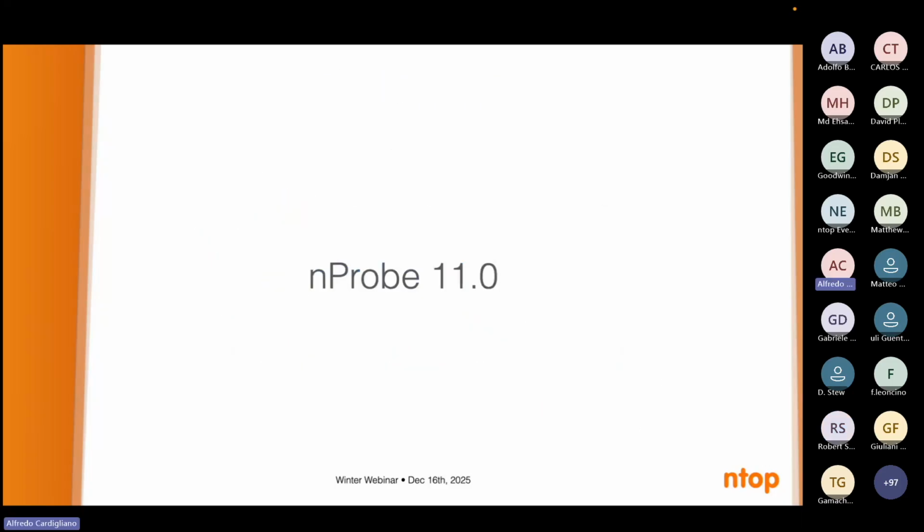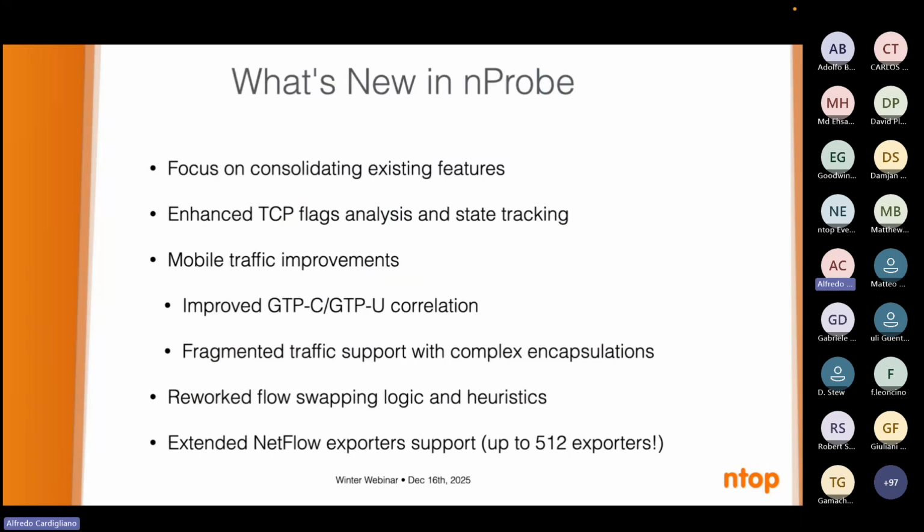So let's start with nProbe 11. In this release, we didn't have really big features, but we mainly consolidated existing features to make them more readable. But we also added a few small interesting features. For instance, we enhanced the TCP analysis with the ability to export more information about the TCP flags, for instance the number of times we've seen a SYN for a specific flow or other flags, which is interesting in tracking the state of a flow and detecting if this is a flood attack or a flow which is misbehaving.